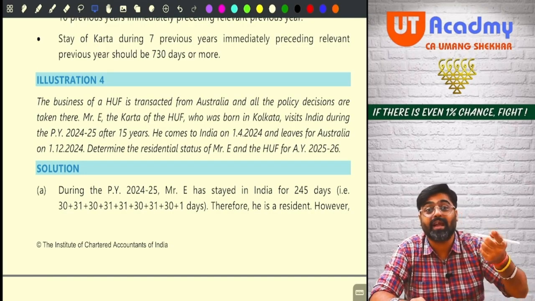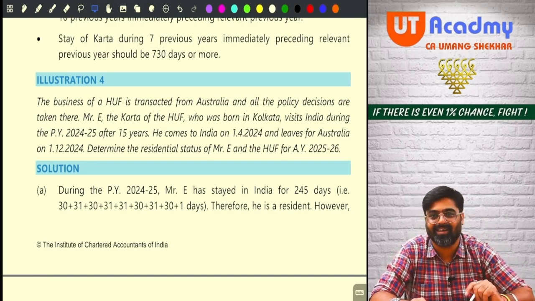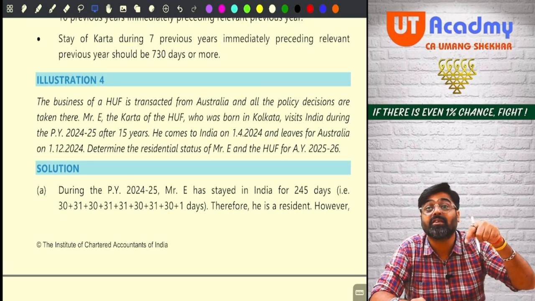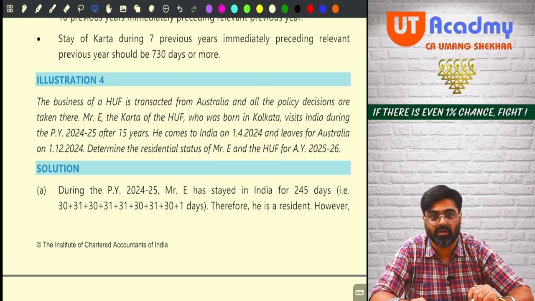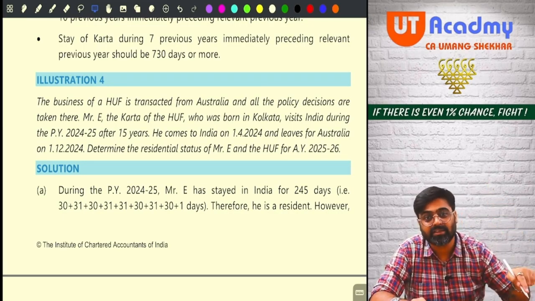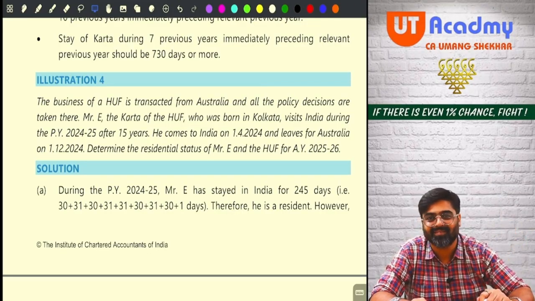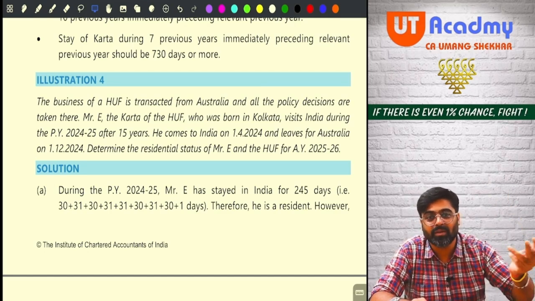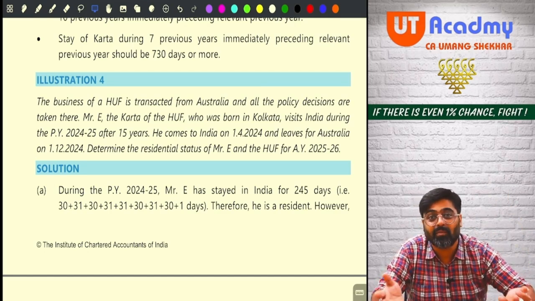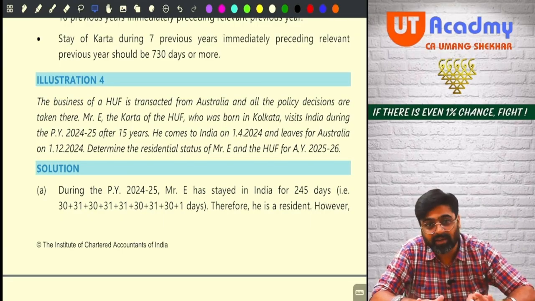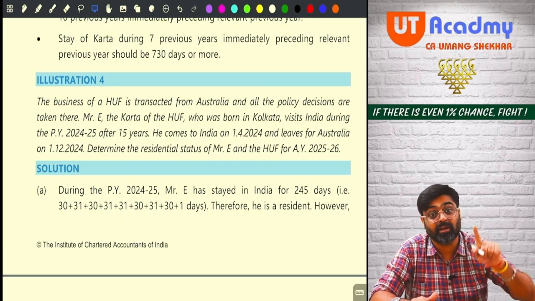Now, ordinary or not ordinary? For that, we'll have to check additional conditions for Karta. Additional conditions for Mr. E, we will check now. In the last 10 years, his stay is 0, 0, 0, 0, 0. All the 10 years, he is a non-resident. In the last 7 years, what is the total stay? 0. Both the additional conditions are fulfilled. He becomes a resident, but not ordinary resident for himself.